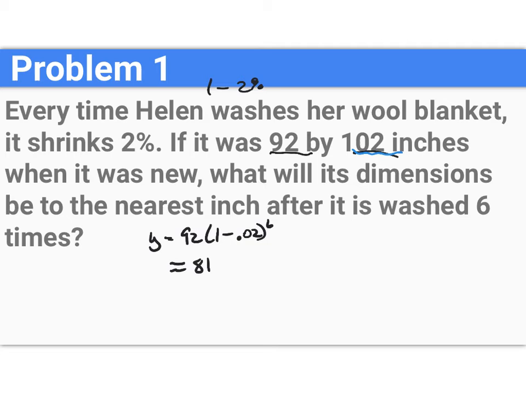81 inches. You'll get some decimals, and I should have probably put them down, but I'm just rounding this off to the whole number. So the 92 side shrunk down to 81. What about the 102 side? So y equals 102. Because this is shrinkage, we're doing 1 minus 0.02, all to the 6th power, and this is about 90 inches. It's a little bit more, but it's close enough. We're dealing with whole numbers, and so that's what we want to stick to.